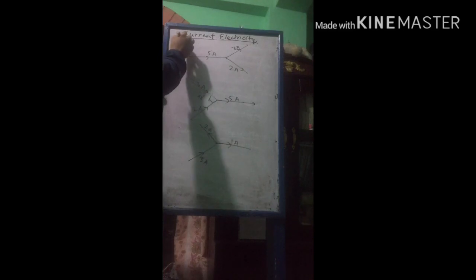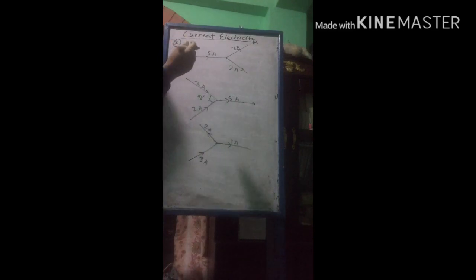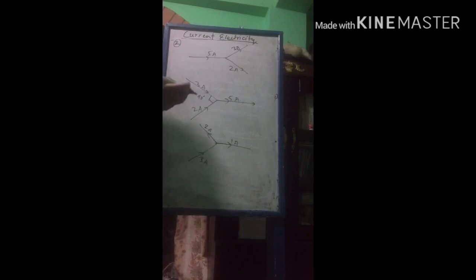So current is not a scalar quantity also. A scalar quantity has only magnitude, but a vector quantity has magnitude as well as direction, and it obeys the laws of vector addition. Current does not obey the vector law, so it is not a vector quantity. We should know it.